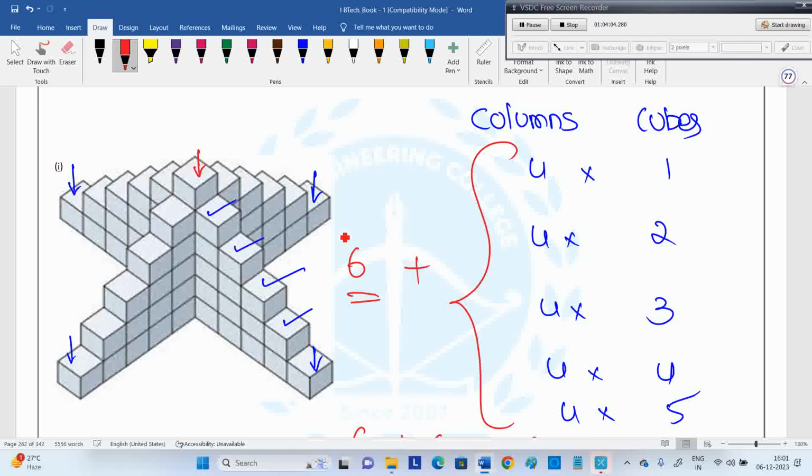This is only a single column. We don't have four, don't multiply by four. Visible plus hidden, hidden also you need to count.